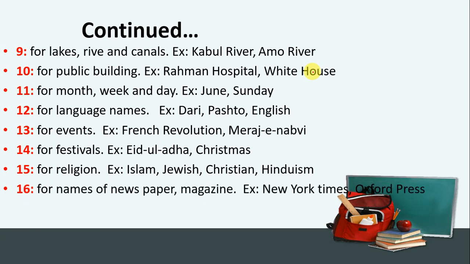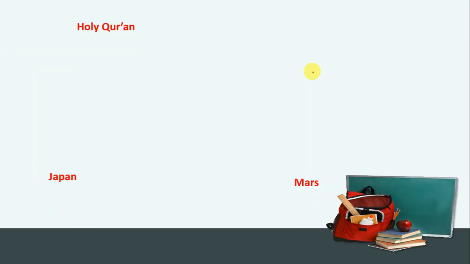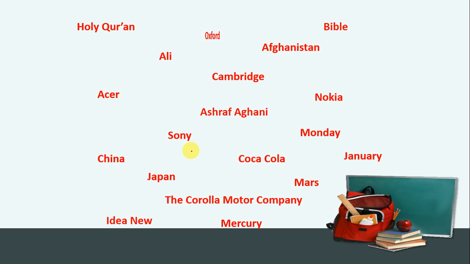And then for names of newspapers, magazines, etc., we use proper nouns, right? Like Oxford Press and etc. For political parties, for example, National Party, Communism, Muslim League, for all these we use proper nouns. Like Holy Quran, Japan, Canberra, China, Monday, Sony. So these nouns are all what? These all are proper nouns. Here they appear in pairs and groups.